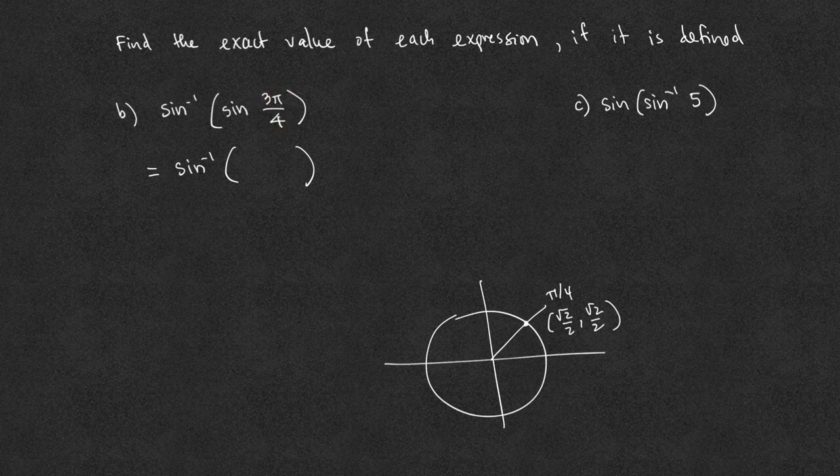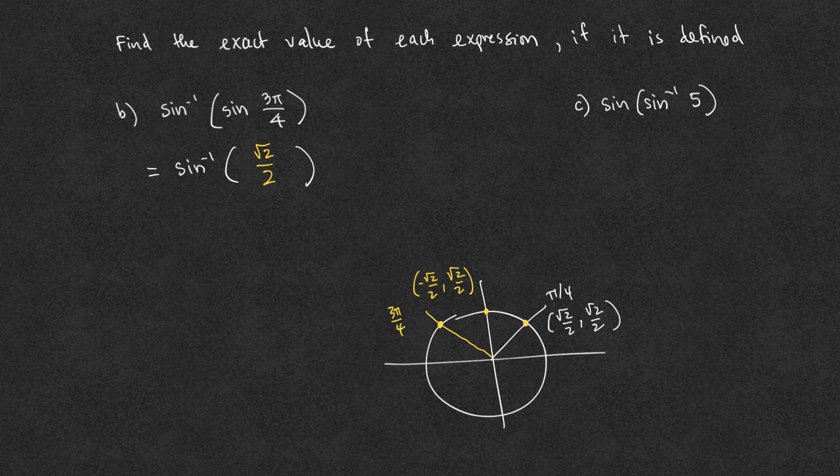3 pi over 4 is in the second quadrant: 1 pi over 4, 2 pi over 4, and then 3 pi over 4. In the second quadrant, x is negative and y is positive. Using symmetry, we see that x at 3 pi over 4 is negative root 2 over 2 and y is root 2 over 2. Sine of 3 pi over 4 is therefore root 2 over 2 because on the unit circle, sine is the y coordinate.